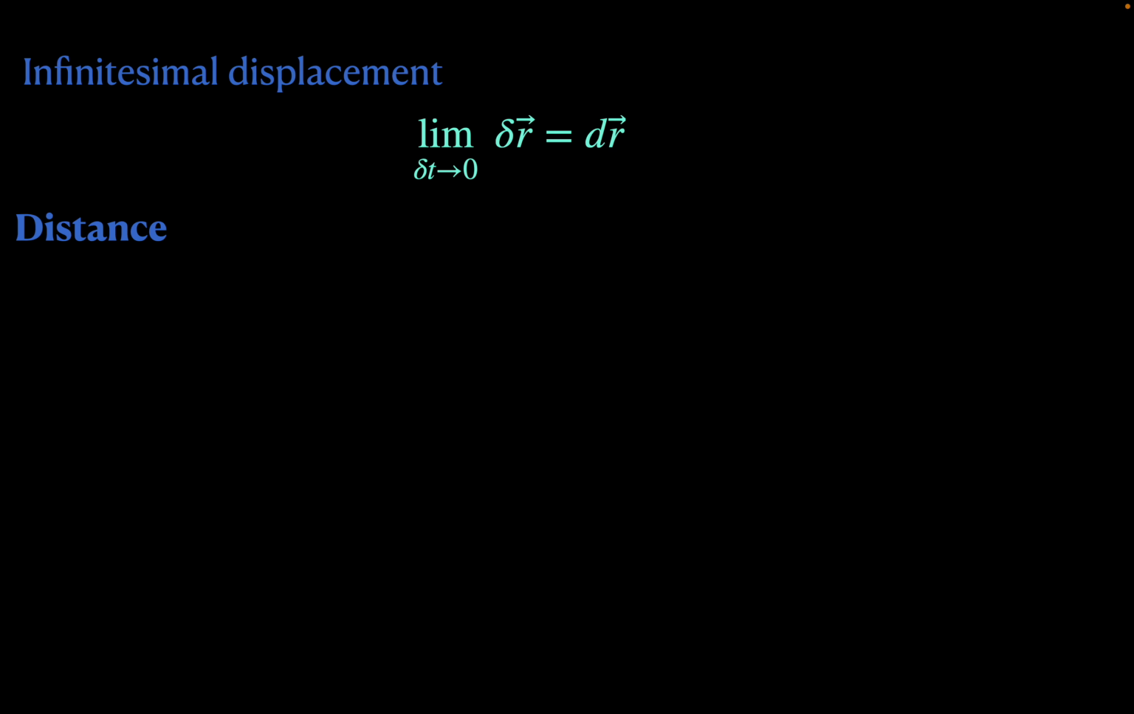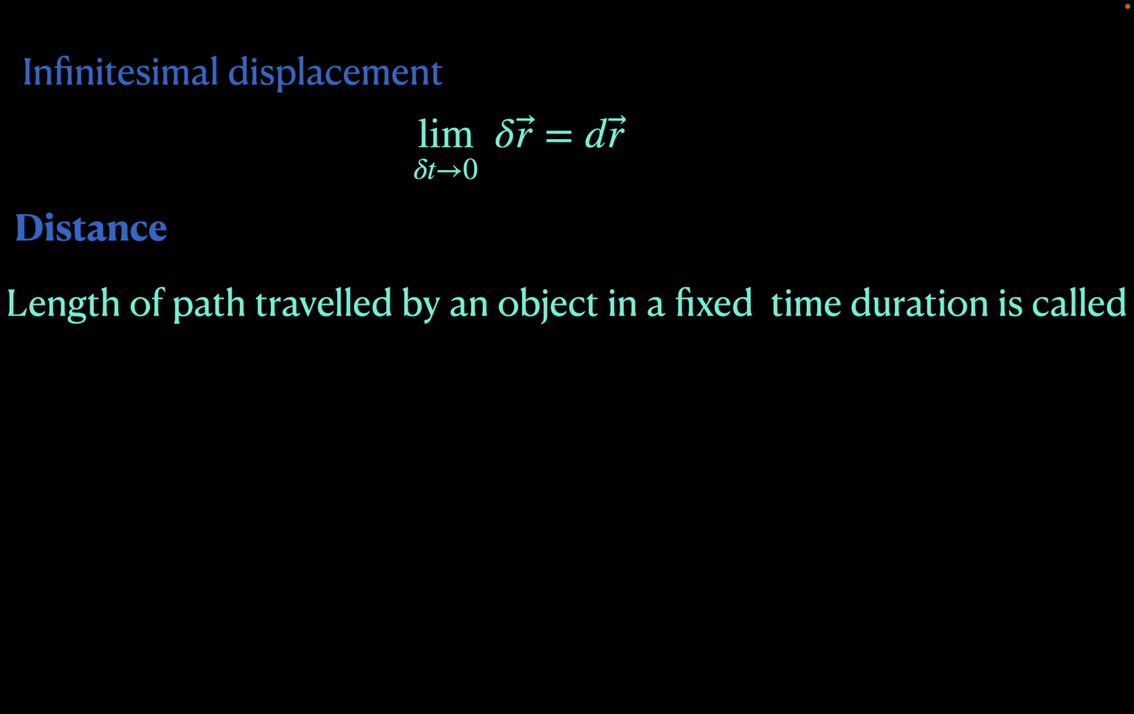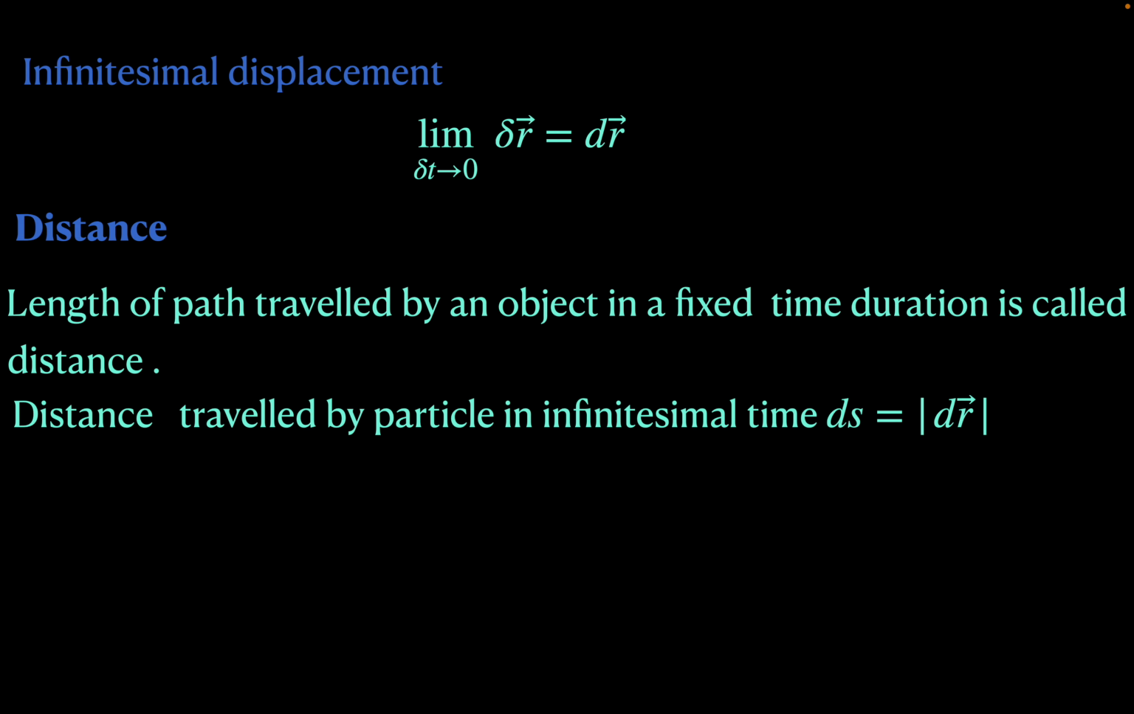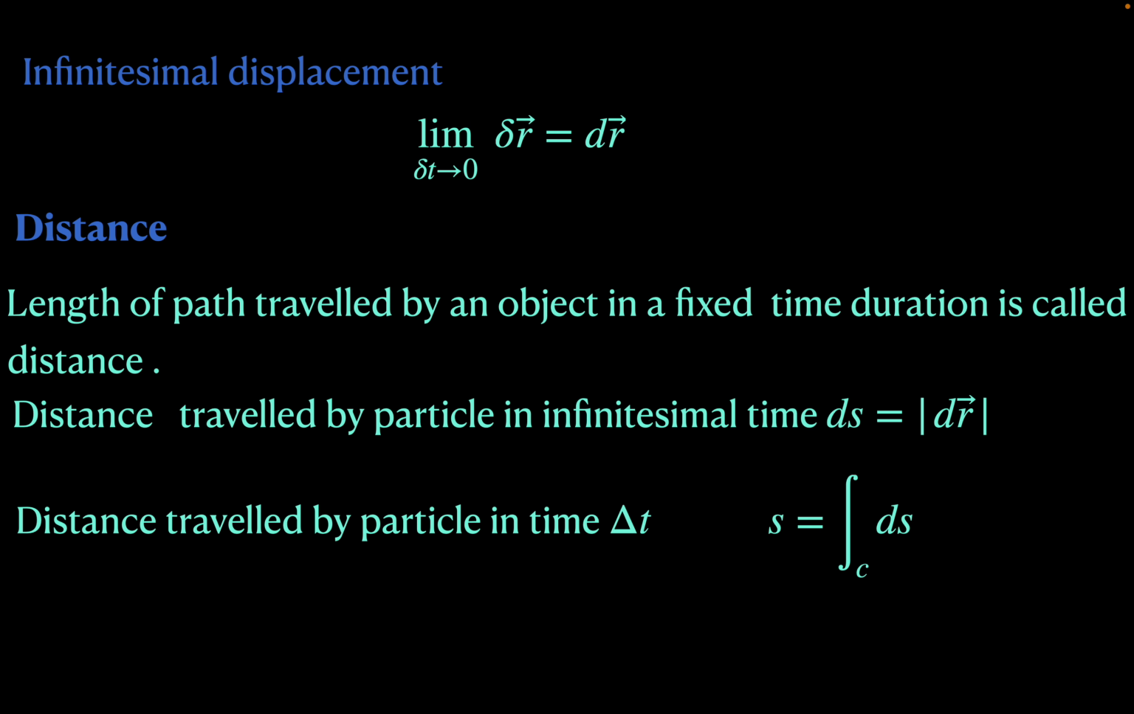And now let's talk about distance. The length of the path traveled by an object in a fixed time duration is called distance. The distance traveled by a particle in infinitesimal time, ds, equals the modulus of vector dr, which is the infinitesimal displacement. And the distance traveled in some larger time duration delta t can be obtained by integrating the infinitesimal distance along the curve along which the particle has traveled.